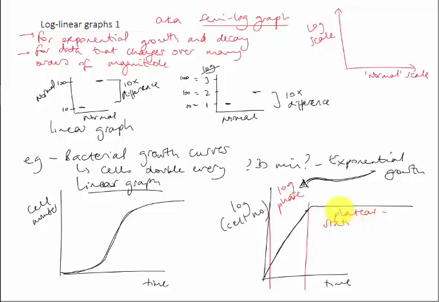The cells aren't really growing. So this is when the culture has run out of nutrients. And so this is much more convenient to, for example, if we want to know how many cells there are at a given point in time, that's much easier using a nice straight line than a curvy line like that.